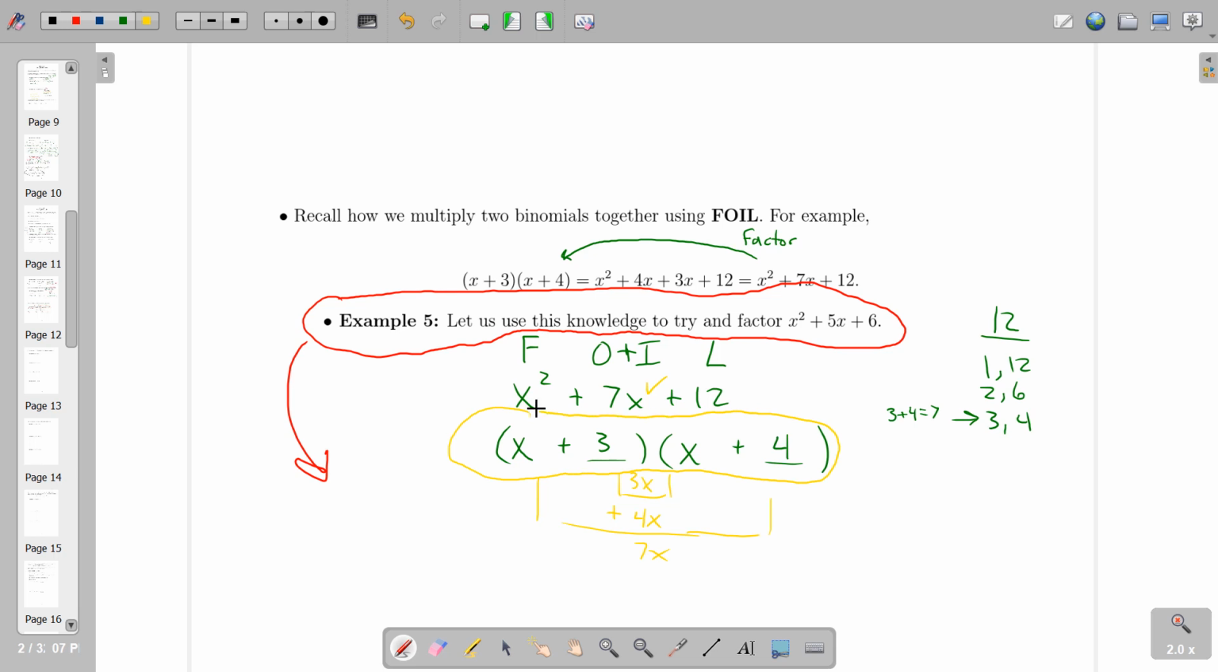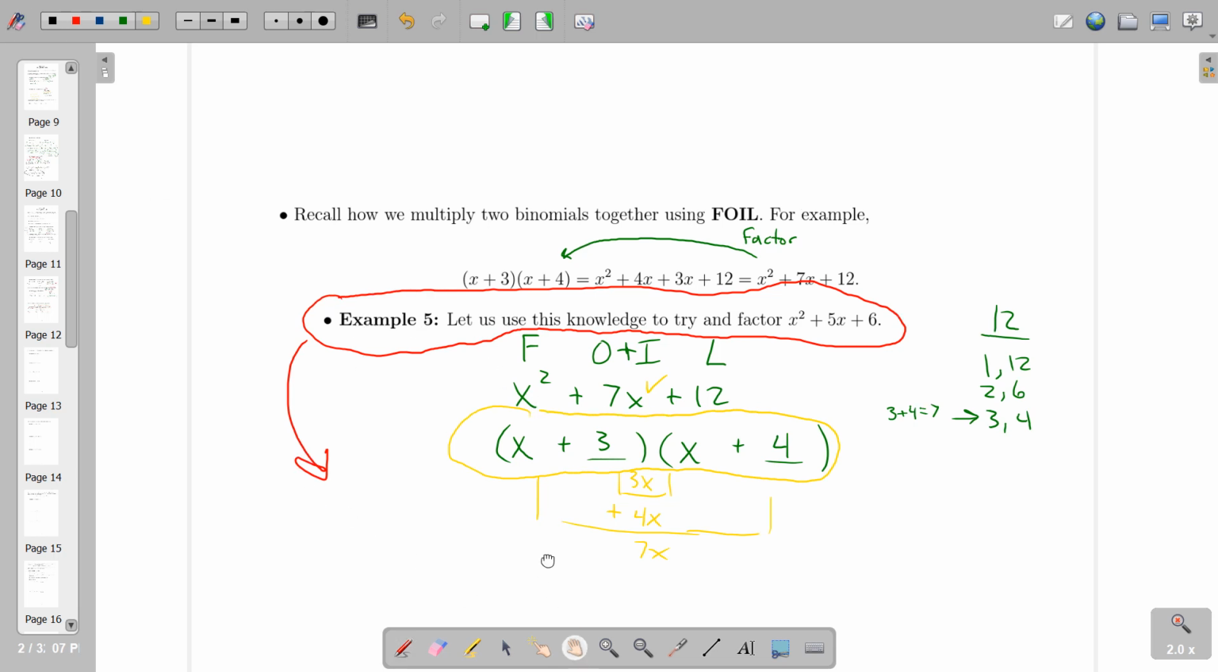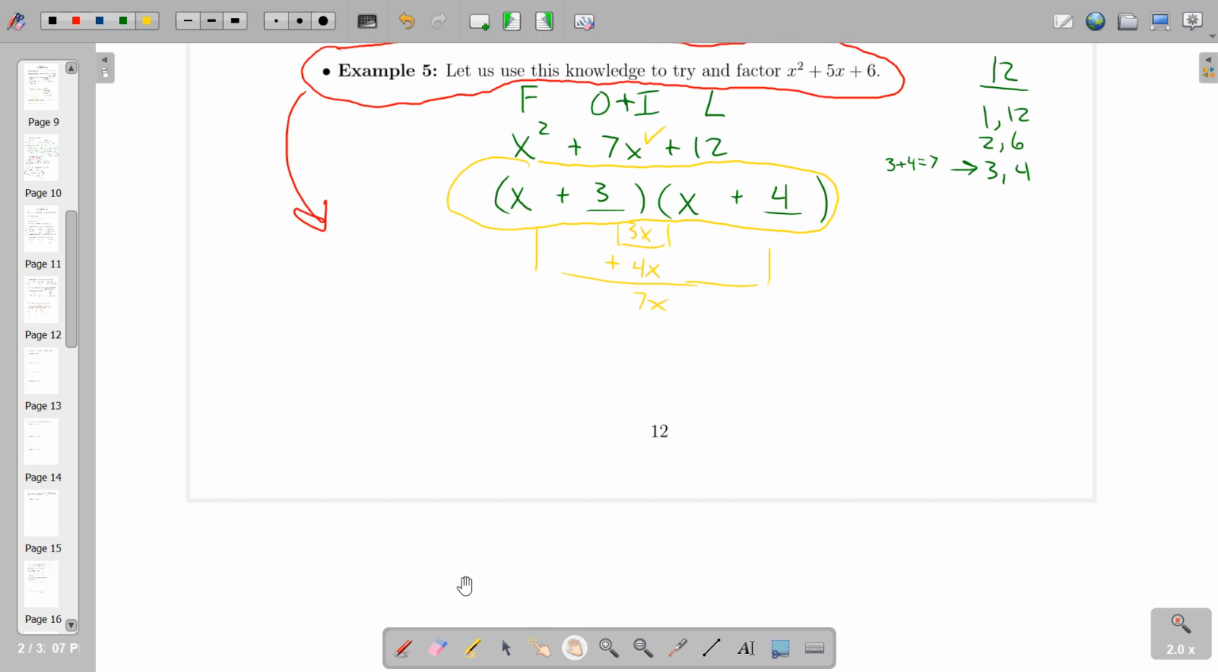So sorry. So now let's actually do example 5. We'll do that in red here. Sorry if you don't have quite as much room on your paper. So x squared plus 5x plus 6.